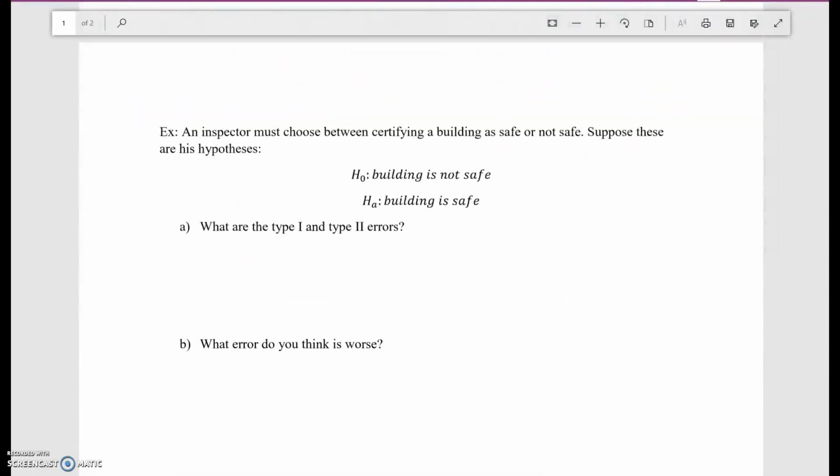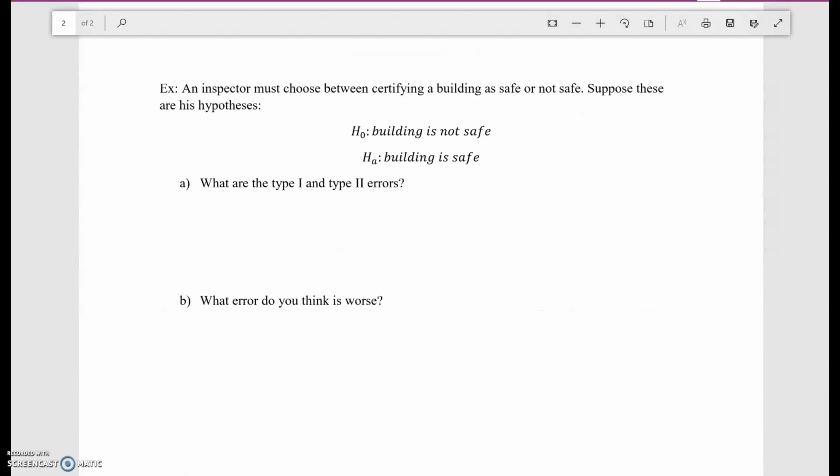So this next example says, an inspector must choose between certifying a building as safe or not safe. Suppose these are his hypotheses. My null hypothesis is that the building is not safe. HA, my alternative, is that the building is safe. So what are the type 1 and type 2 errors?